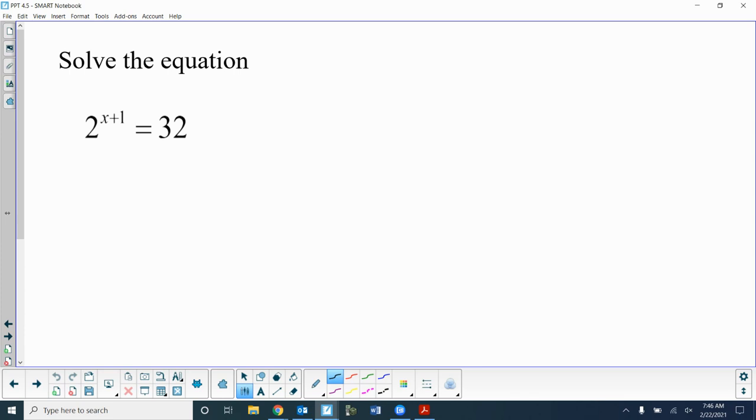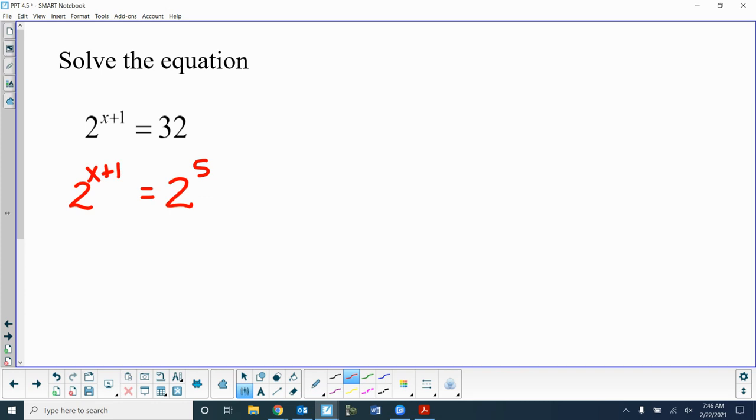There's 2 ways to do these. I'll show you both ways. The second way is what most people decide to do, because you don't have to try to think, can I write 32 with a base of 2? And you can. 2 to the 5th is 32. 2 times 2 is 4, times 2 is 8, times 2 is 16, times 2 is 32. But you don't have to do it this way. But this is one of the ways that you can do it.